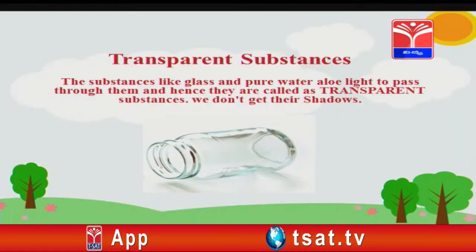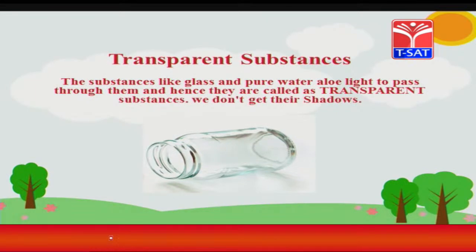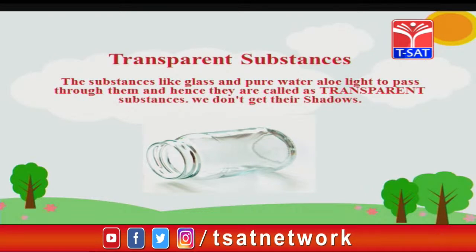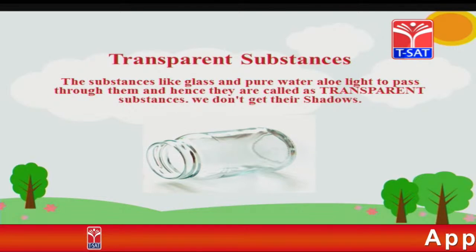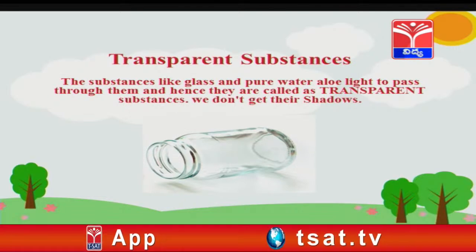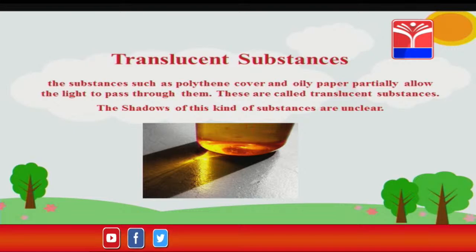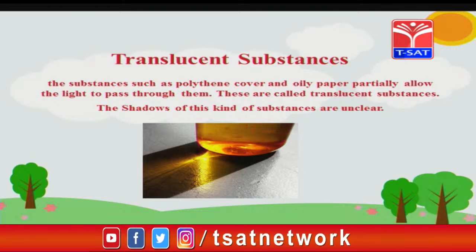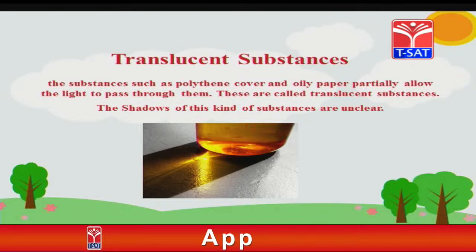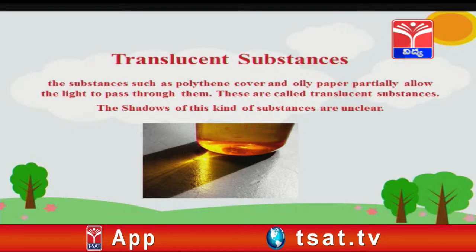Transparent substances. The substances like glass and pure water allow light to pass through them totally, and hence they are called transparent substances. We do not get their shadows. Translucent substances. The substances such as polythene cover and oily paper partially allow light to pass through them. These are called translucent substances. The shadows of these kinds of substances are unclear.